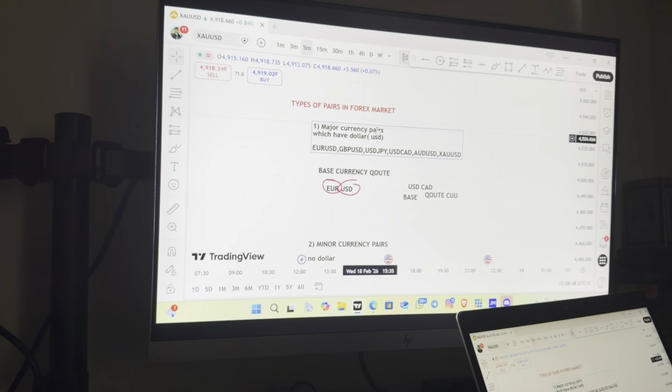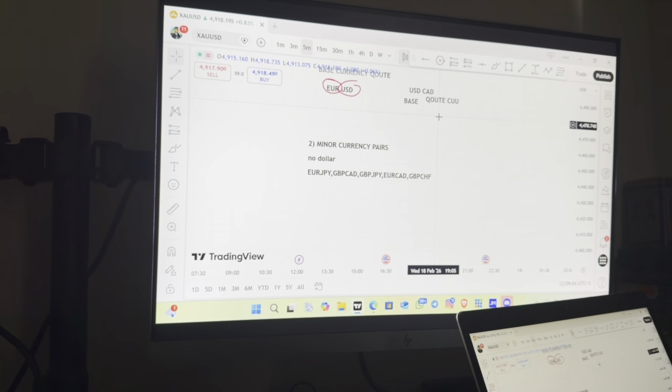Major currency pairs are pairs which have the dollar. Examples: Euro USD, GBP USD, USD JPY, USD CAD, AUD USD, XAU USD. The first one we call the base currency, the second one the quote currency. Minor currency pairs are just the opposite, no dollar. Any pair you see with no dollar is called a minor currency pair: Euro JPY, GBP CAD, GBP JPY, Euro CAD, GBP CHF. This is just a few examples of minor currency pairs.